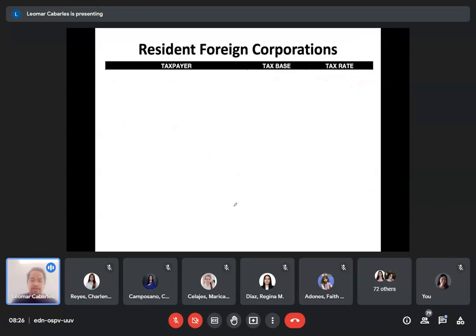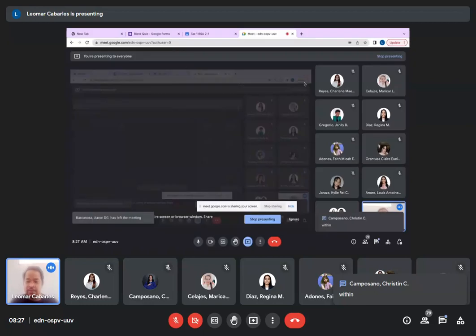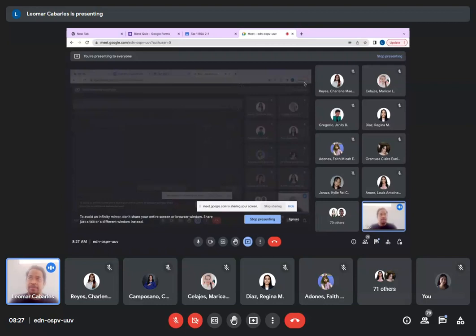Now, ang resident foreign corporation, meron din siyang ordinary corporation. Net income din siya, taxable net income, 25%. 20% doesn't apply here. Pero anong pagkakaiba nito sa domestic? Answer, this is only for those income within the Philippines. Di ba pag domestic, same lang din, pero worldwide yung scope niya. Okay?